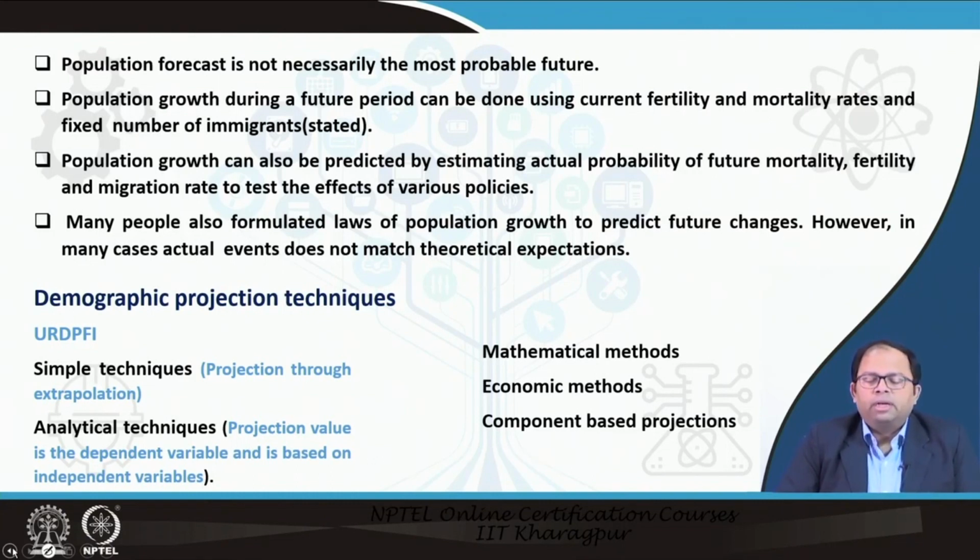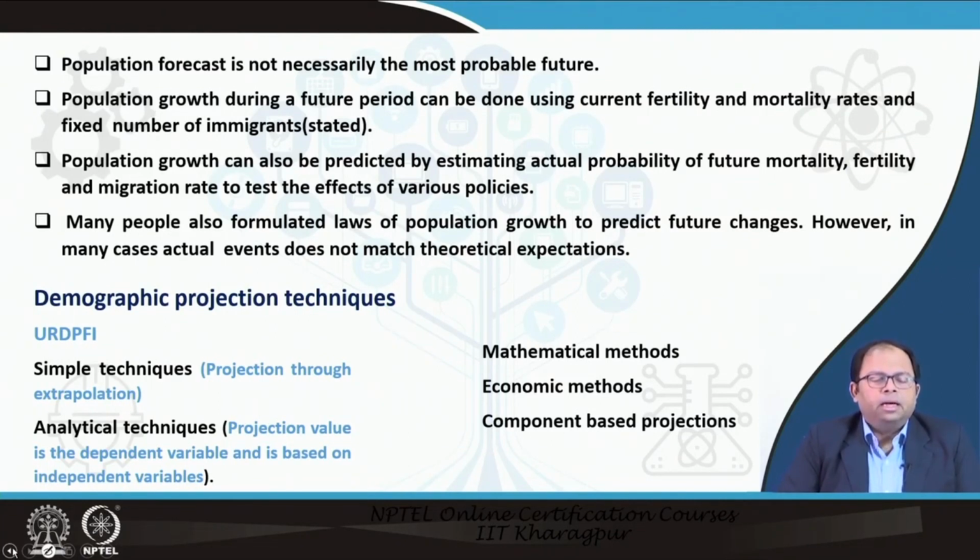Many people also formulate laws of population growth to predict future changes. That means they find relationships, such as mortality being related to age. The more the age increases, the higher the chance of mortality. So they may form a certain law or rule, and usually it matches to some extent with the population of a certain country, but when we try to fit that same equation in another country, it may not fit, or we may want to fit that relationship for all age groups and it may also not fit. So in many cases actual events do not match these theoretical expectations.